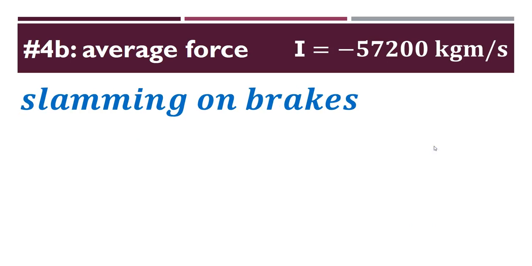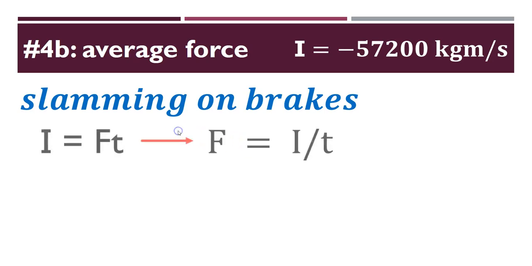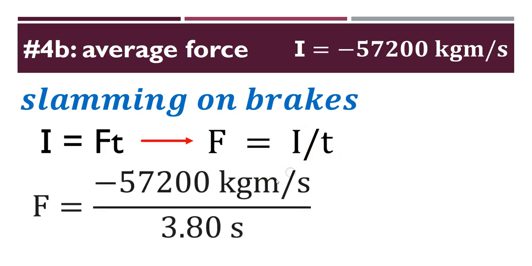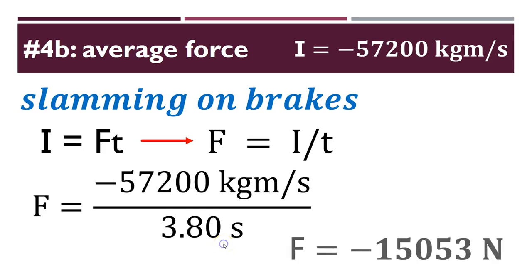Well, what if we slam on the brakes? Okay, if you've ever been in a car where you've slammed on the brakes, you know that you feel that a little bit more. You jerk forward a little bit more, and you can hurt yourself if you jerk forward too quickly. So what that means is that there's going to be a little bit more force exerted on that vehicle. So again, rearrange our equation. Force is equal to impulse divided by time. So negative 57,200 kilogram meters per second divided by 3.8 seconds, in this case, is equal to negative 15,053 newtons. So quite a bit more force is being exerted on the vehicle by stopping quickly.